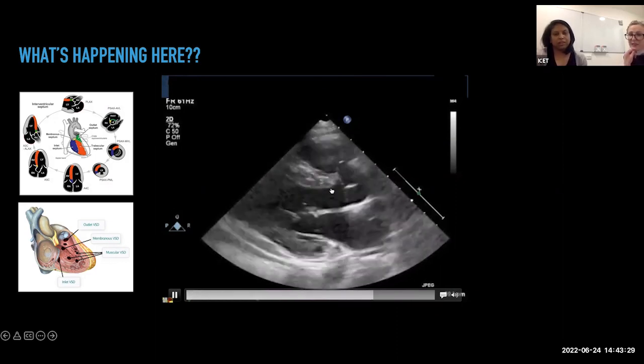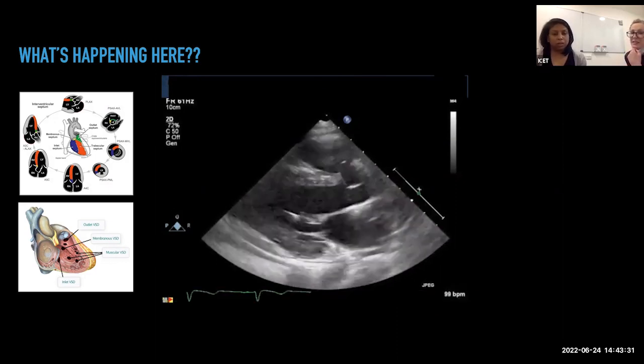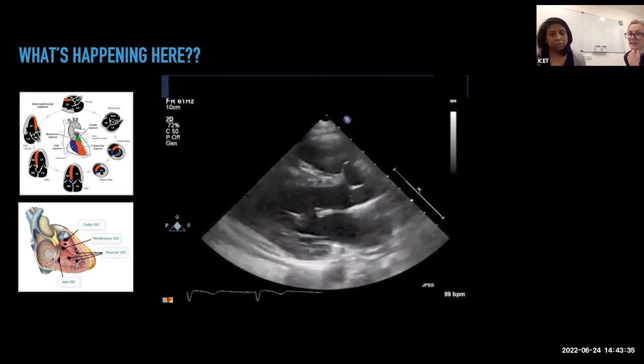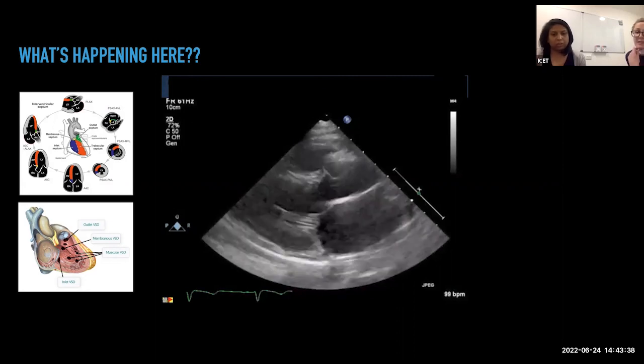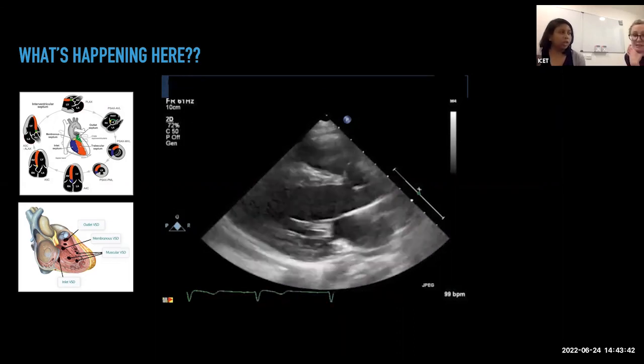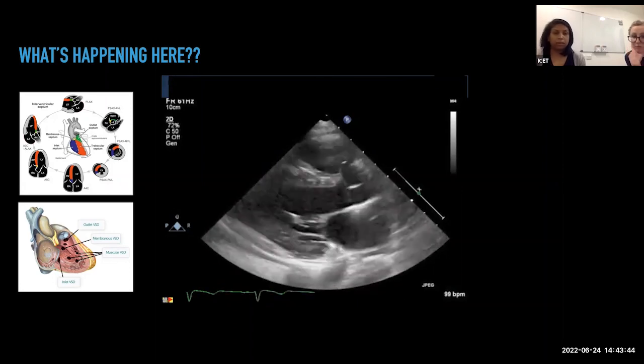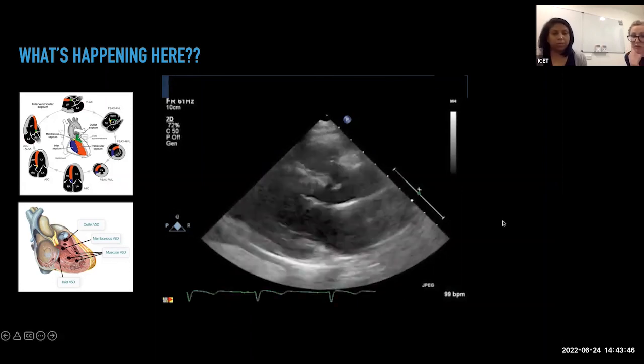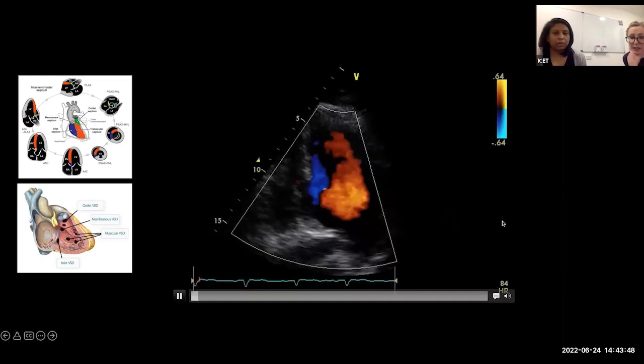So when you do the color, the color flow imaging may not be as impressive because the right coronary cusp is sort of occluding the defect, but you might also see aortic regurgitation associated with this. It would have been nice to have a color one, but I couldn't find one. All right, what's happening here?